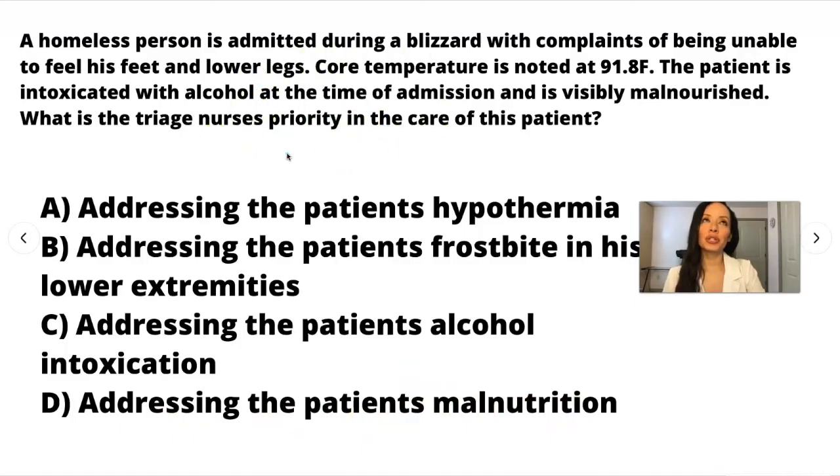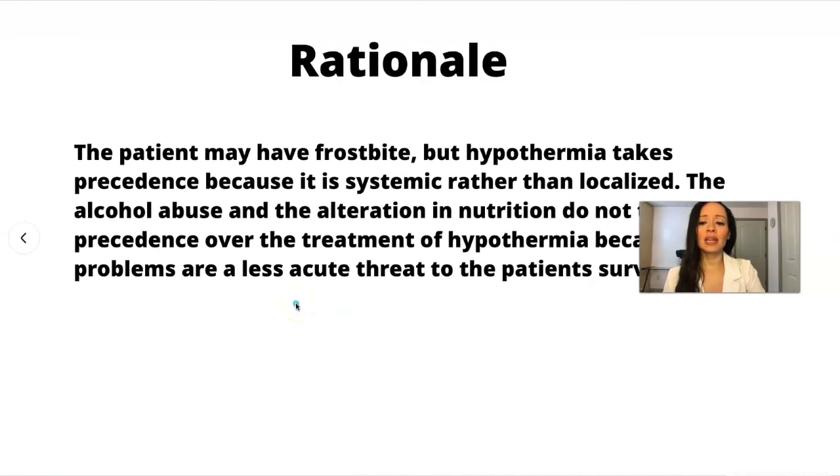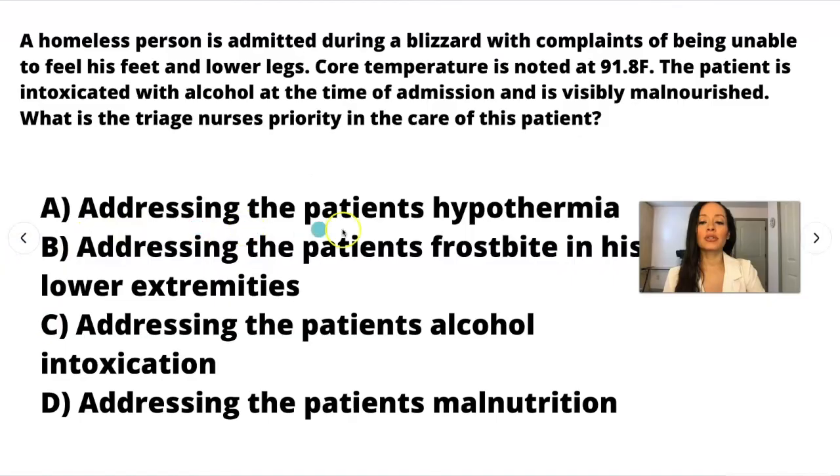So again, what is the priority? When you're answering these questions and you're at the physiological level, which one can kill you? Life over limb, they like to say. So in this case, the correct answer is addressing the patient's hypothermia, because frostbite can be very dangerous and it can lead to amputation of that extremity or those fingers or those toes. Will that kill you? Not always.